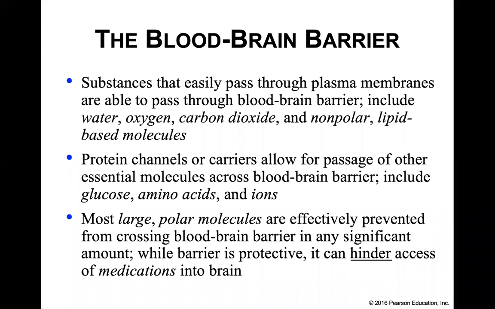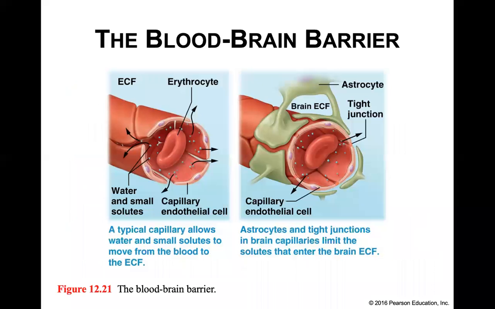While the barrier is protective, it can hinder access of medications into the brain. Because of that, if you need to deliver a particular medication to the central nervous system, it sometimes has to be administered via a shunt directly into the subarachnoid space. So here you can see a typical capillary where you get that exchange. Here you have the blood-brain barrier where you have that capillary, but now it's got to go through these additional cells.